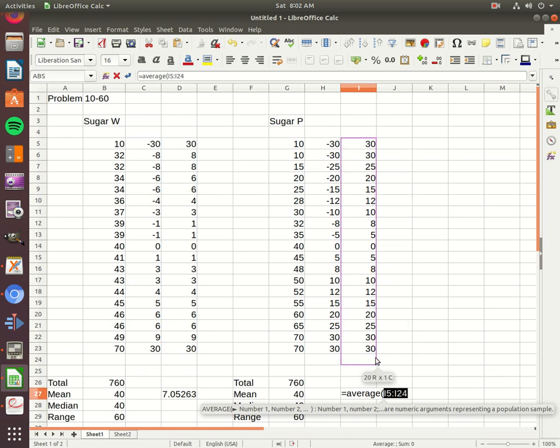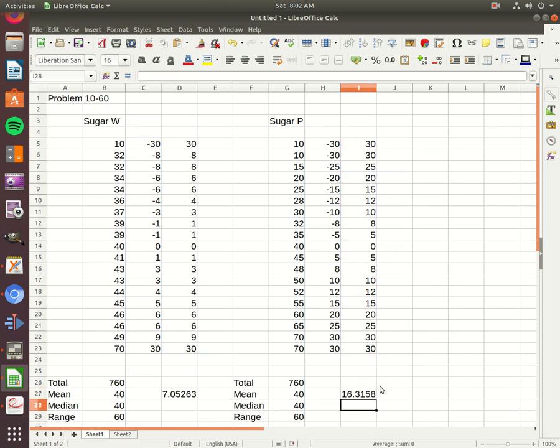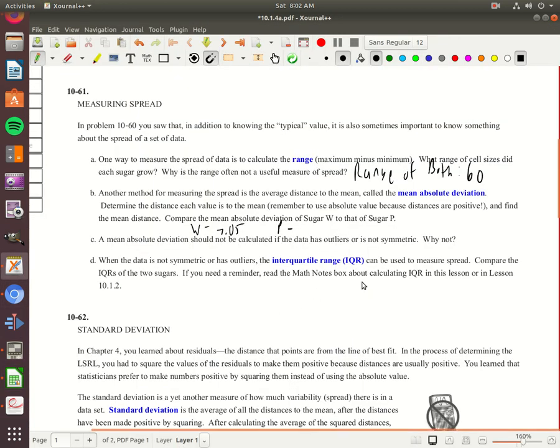So at this point, I get the equal average, and I get 16.3. So I can go fill that in. So for P, the mean absolute deviation is 16.3.